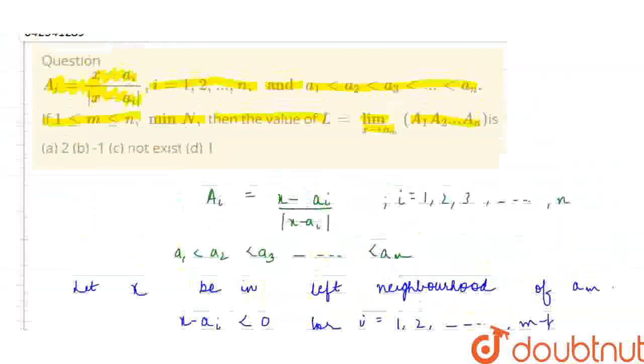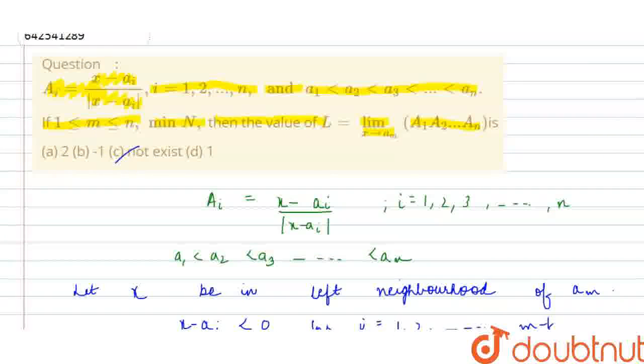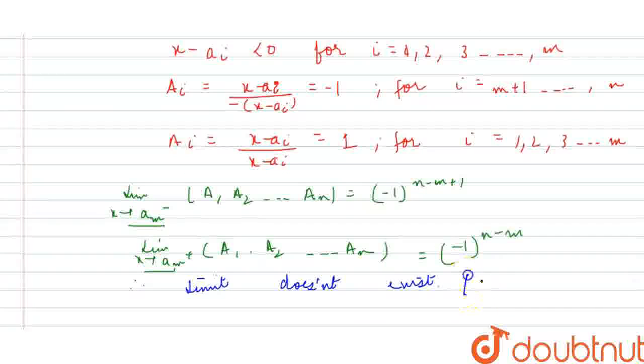So we can see that this is option number C, that is, does not exist. Therefore option C is the correct option. I hope this explanation is clear to you all.